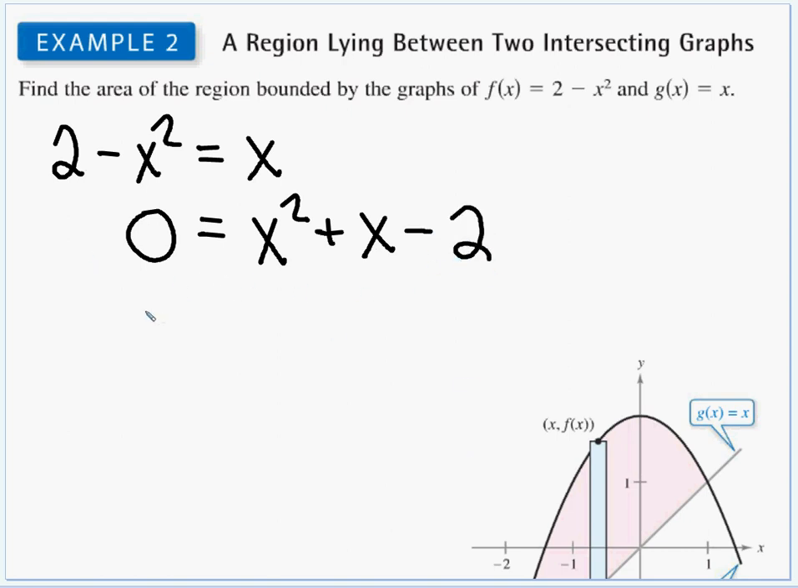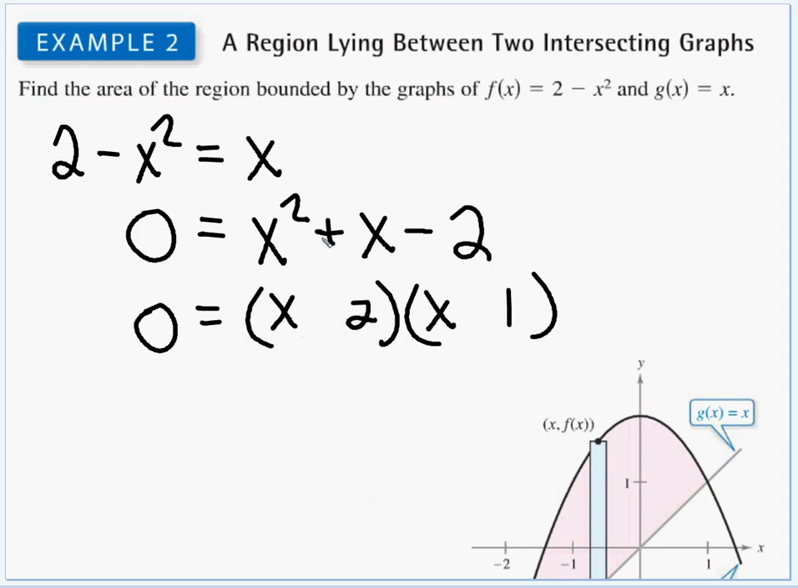And we've got a quadratic equal to 0. So it sure looks like we're going to factor that. x times x, factors of 2, 2 and 1. We want them to add up to plus 1, so that's a plus 2 and a minus 1. If we set each factor to 0, we're going to get x equals positive 1, and we're also going to get x is negative 2. So 1 and negative 2 are our intersection points.